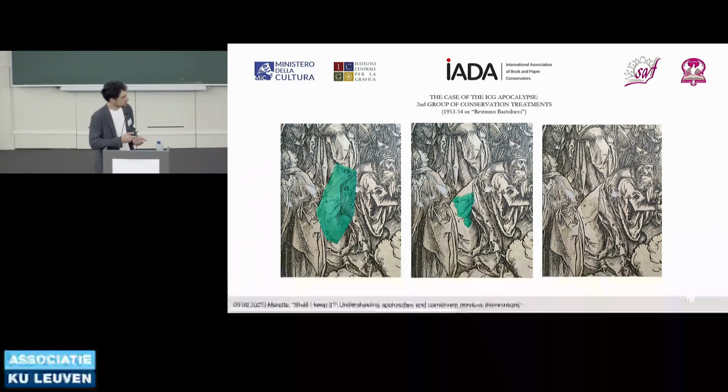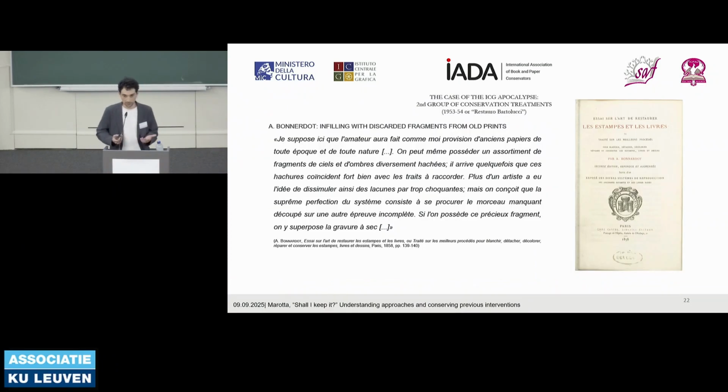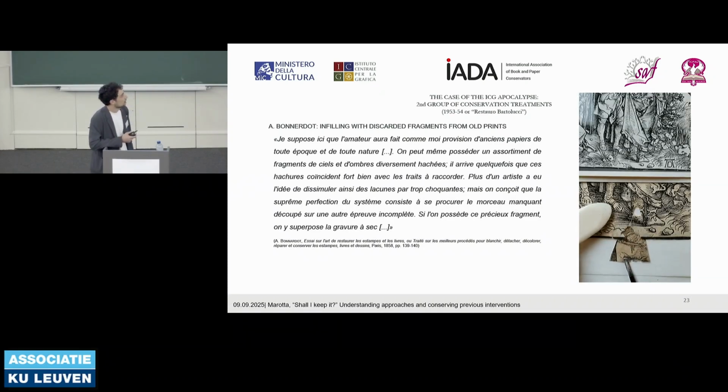But as I mentioned, I was still missing an element, a description of this method, some traces. And in this essay by Bonarot, published in 1858, we have the exact description of this method. He mentions that an amateur must have some fragments from skies and shadows variously cross-hatched, and they can be juxtaposed from the back for this purpose. And this is exactly what we were looking at.